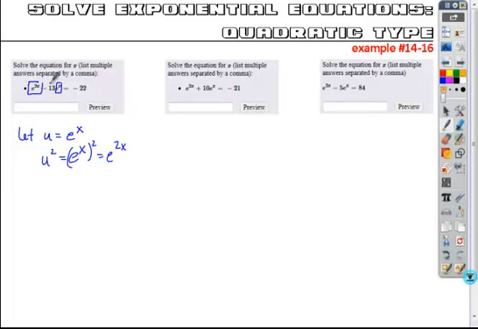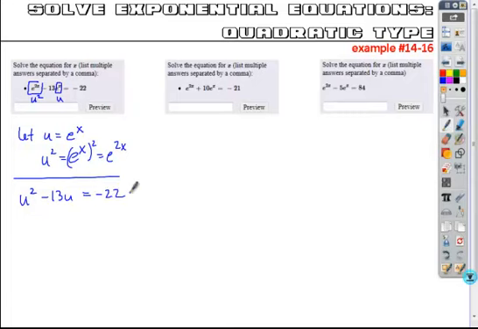power. By using u substitution, what you can then do is rewrite your equation. Instead of writing e to the 2x, we're going to replace that with its equivalent u squared. And instead of writing e to the x, we're going to replace that with its equivalent u. And this gets us a new equation, u squared minus 13u is equal to negative 22.